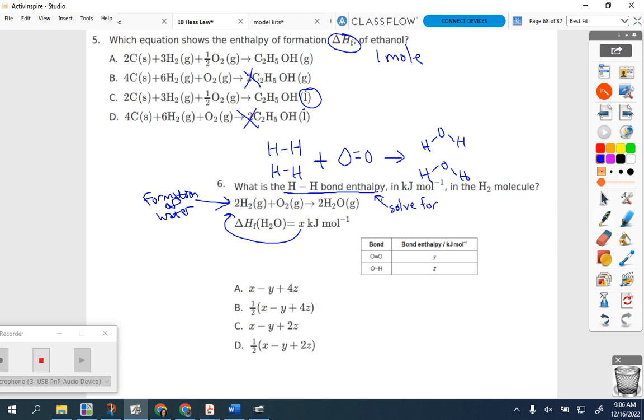So what we need to do is set up our equation. So it's the sum of the bonds broken. So we're going to have 2 HH bonds broken.